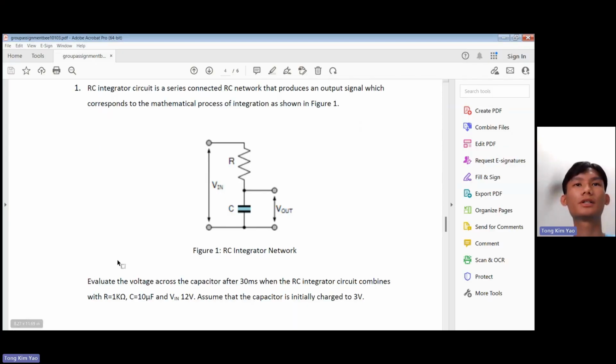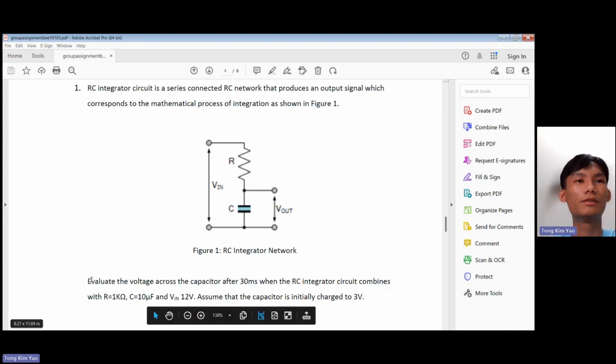Now I am going to present question 2. Question 2 is about an RC integrator network. It wants us to evaluate the voltage across the capacitor after 30 milliseconds when the RC integrator circuit is combined with 1 kilo ohm, 10 microfarad, and the voltage input is 12 volt. Assume that the capacitor is initially charged to 3 volt. Now let us move to MATLAB for the solution.